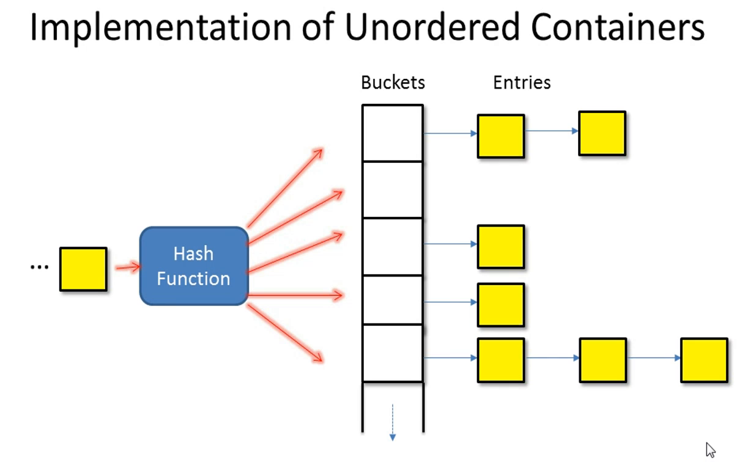Internally, an unordered container is implemented with a hash table, which is an array of linked lists. The array is also called an array of buckets, and the linked lists are called entries. Each element is used by the hash function to calculate a value, and based on that value, the element is inserted into its own place in the entries.